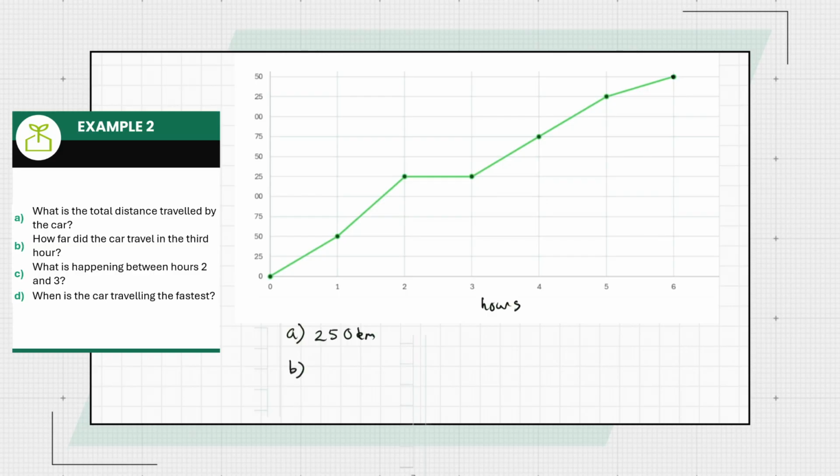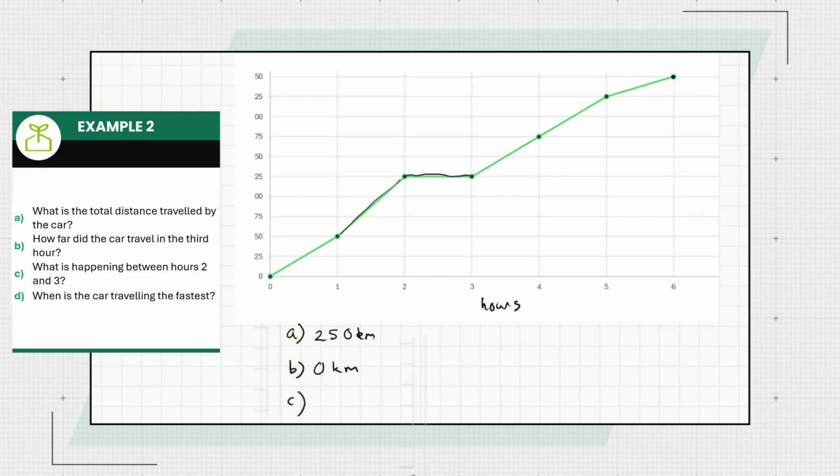For B, we have how far did the car travel in the third hour. So if we go to our first hour, we've traveled from 0 to 1, our second hour we've traveled from 1 to 2, and our third hour, which is from 2 to 3, we haven't moved at all. So we traveled 0 kilometers, and that's because there's been no change in the vertical nature between 2 and 3 of the line graph. So let's look at C.